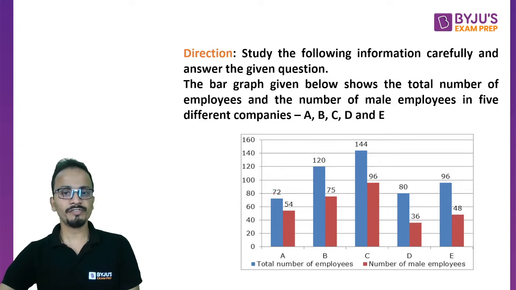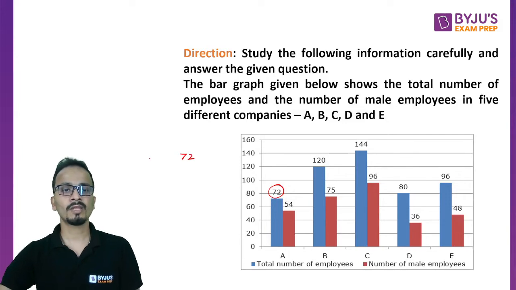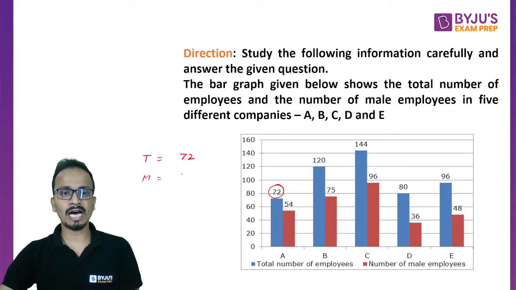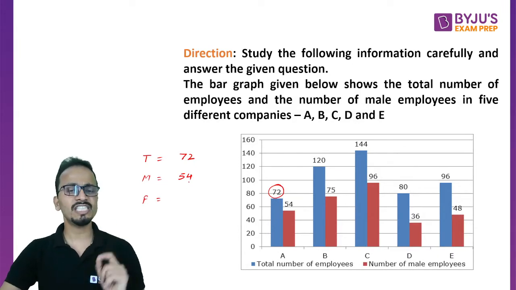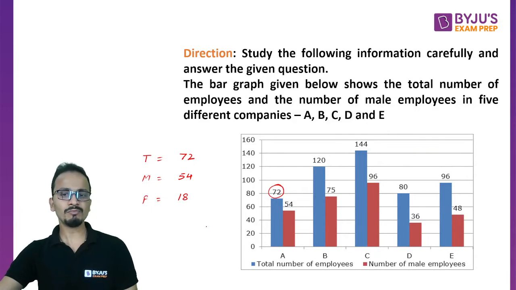If I take the example of company A, the total number of employees is 72. So T is the total number of employees for company A. Now out of 72, there are 54 male employees. So I can say that the number of female employees will be 72 minus 54, that is equal to 18. Now the same thing can be done for all the 5 companies.